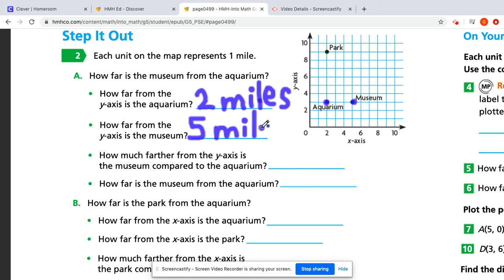And then again, how much further from the y-axis is the museum compared to the aquarium? How much further is the museum away from the y-axis than the aquarium is? So this is 5, and this is 2. Okay, so how much further is it away? It is 3. 1, 2, 3. It is 3 miles further.